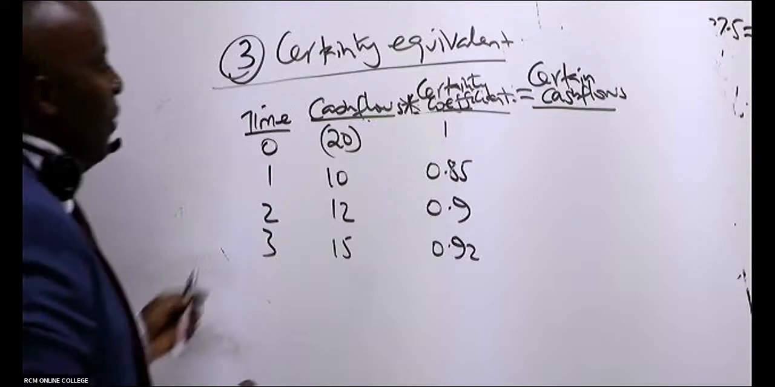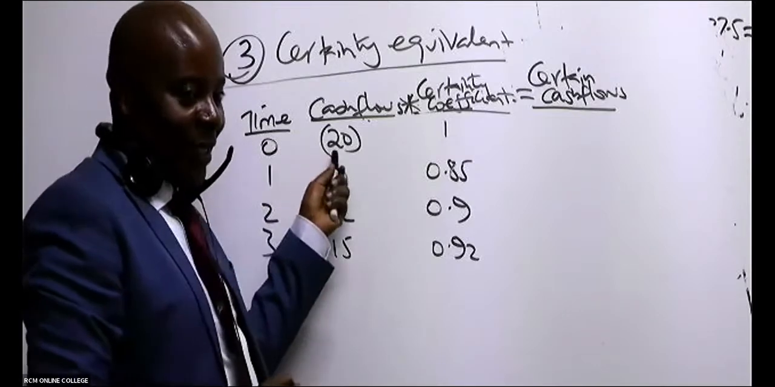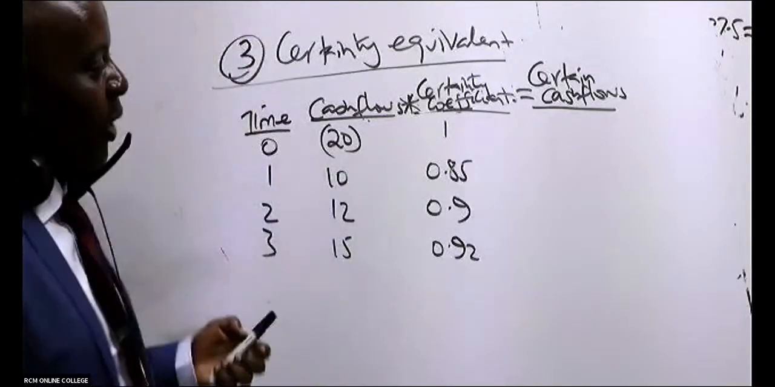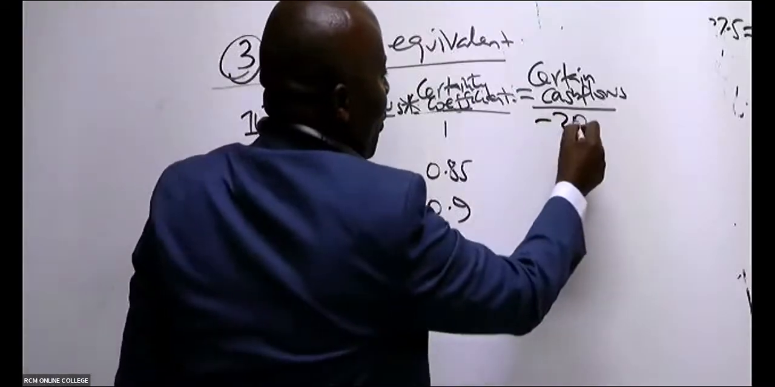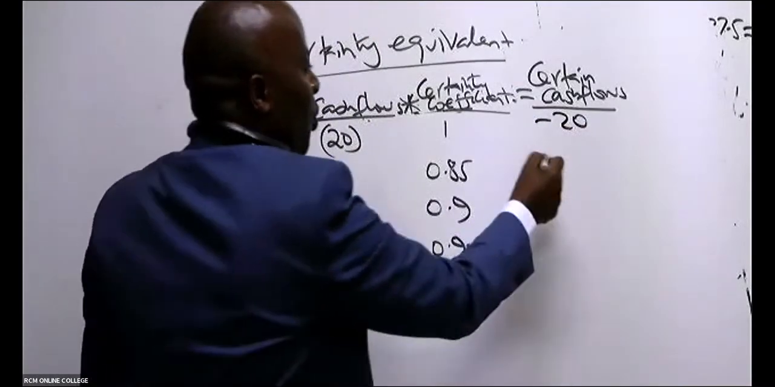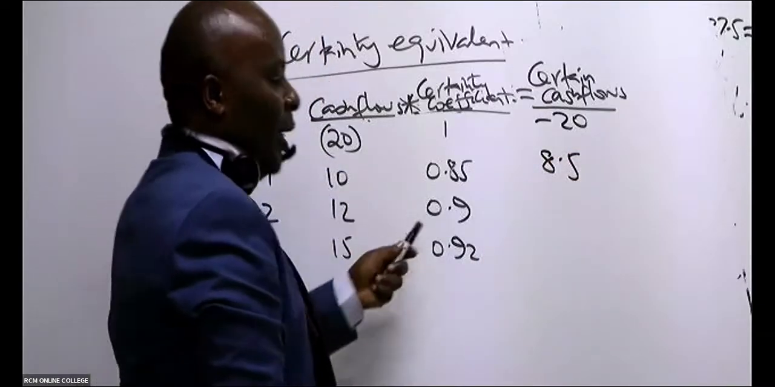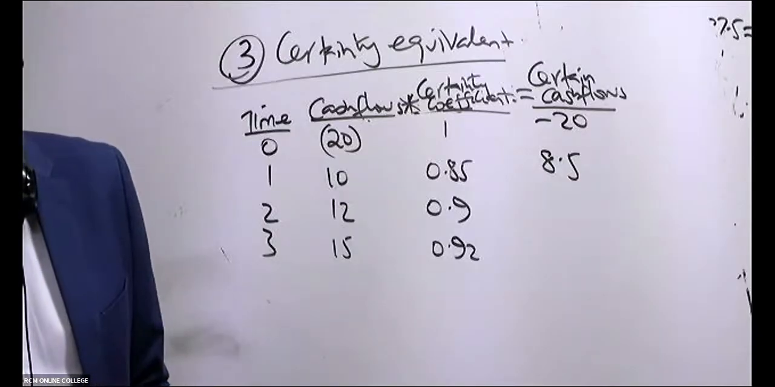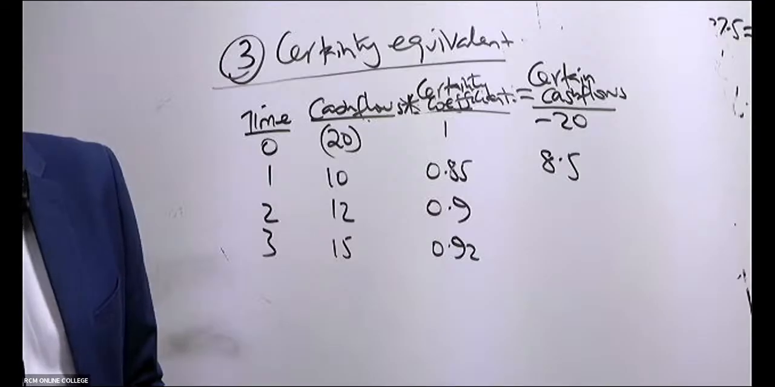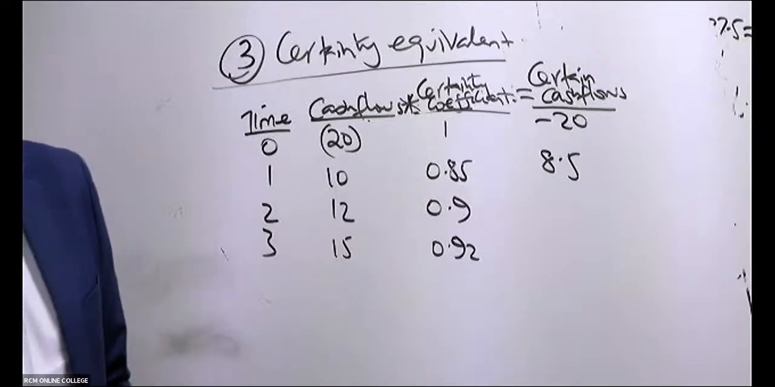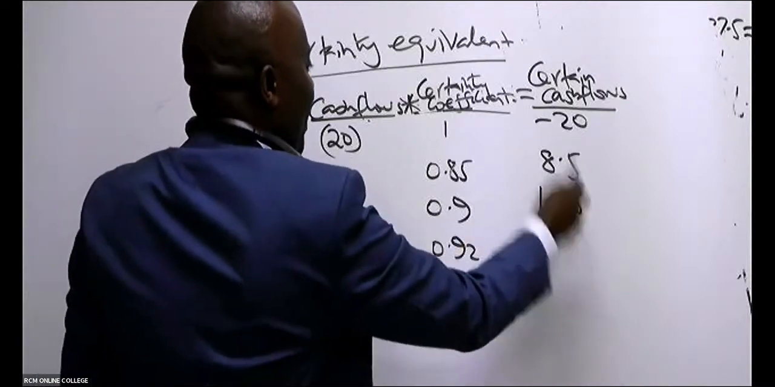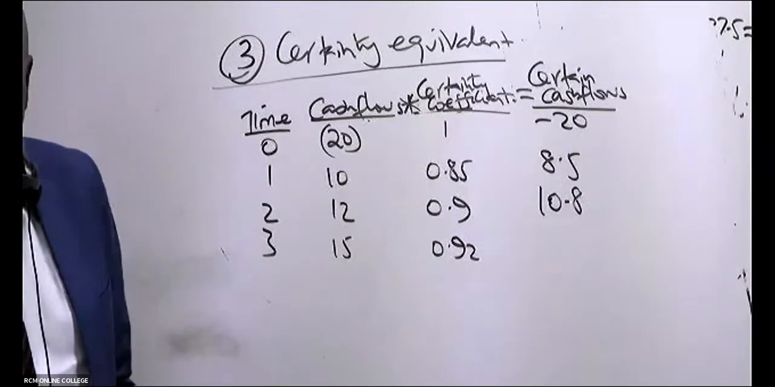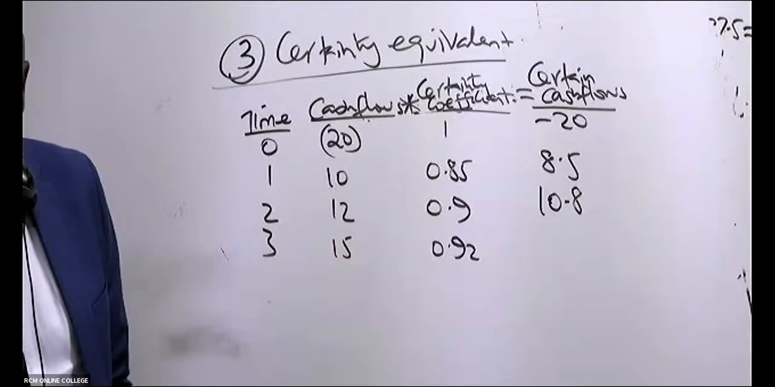So certain cash flows, what do we have here? Minus 20. Remember, at time 0 it will always be minus, unless you're a thief. At time 0, you're investing, you're buying a machine. So minus 20 times 1 gives us minus 20. 10 times 0.85 gives us 8.5. 12 times 0.9, that one you must give me an answer. 10.8. And then we have 15 times 0.92, which gives us 13.8.